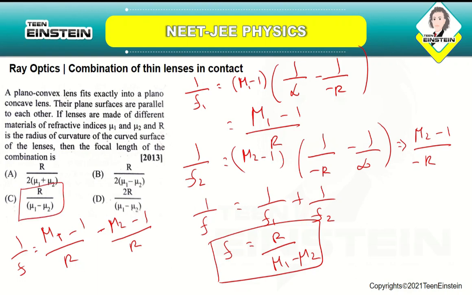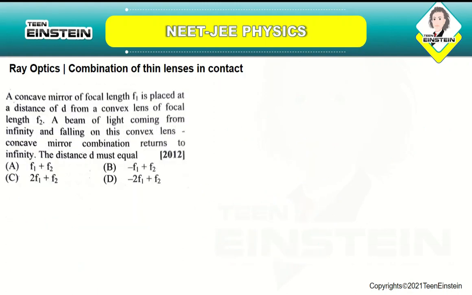So this is also a similar kind of problem, making use of the lens maker formula: 1 by f is equal to mu minus 1 into 1 by r1 minus 1 by r2. You are just substituting and finding out the focal length of the combination, which is equal to r by mu 1 minus mu 2. Okay, let us now move on to the next question.